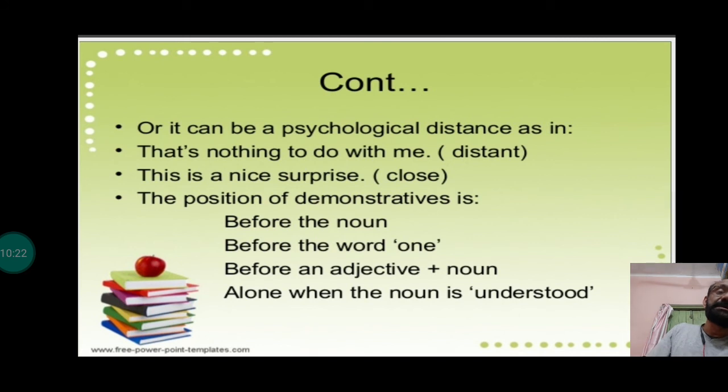Now, demonstrative continued. It can be psychological distance, as in that's nothing to do with me, right? This is a nice surprise. So you're getting a surprise, it's close to you, and you're talking about some issue that is not related to you, so you say that. The position of a demonstrative is before the noun, before the word one, before an adjective plus noun, or alone when the noun is understood. So this is important. A demonstrative can be alone as well if the noun is understood.